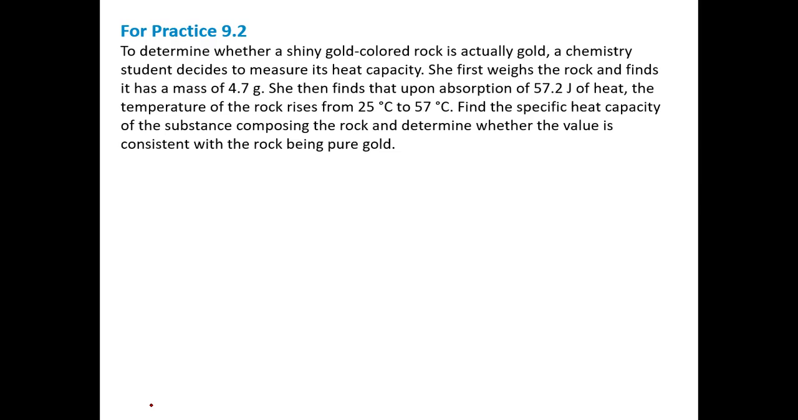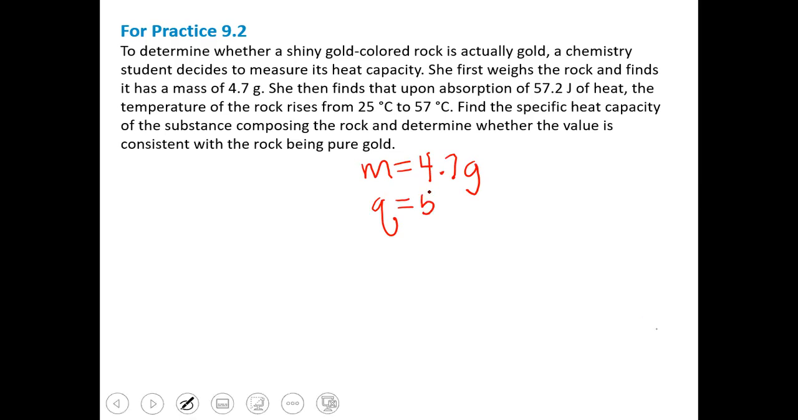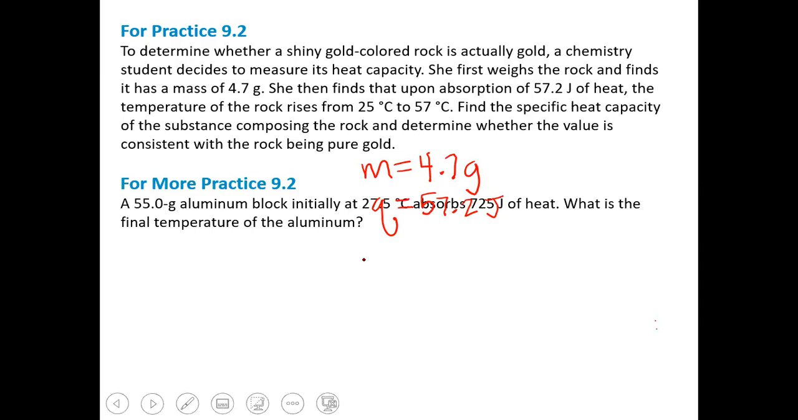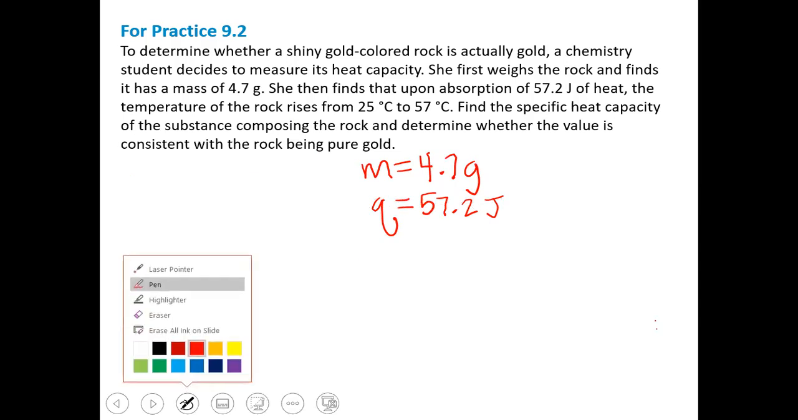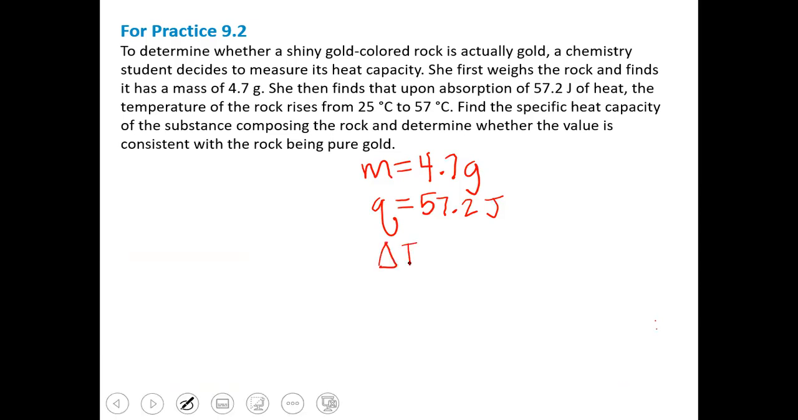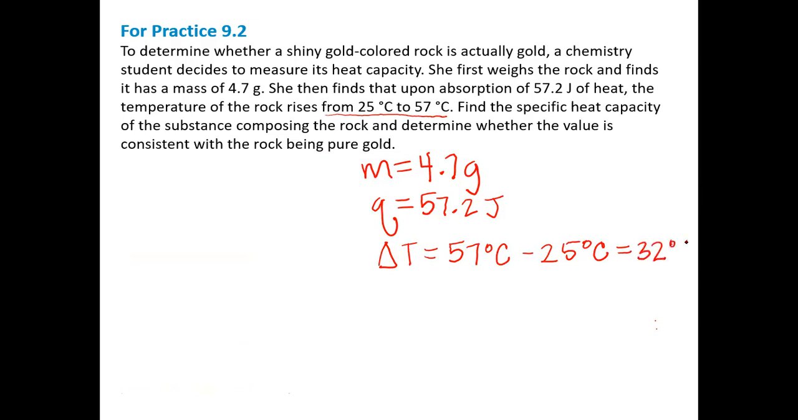All right, so let's pull out some stuff here. We know the mass. We actually know our heat. It's positive because it was absorbed. That's how I know it was positive: 57.2 joules. We also know some temperatures. So let's go ahead and find delta T. Delta T would be final minus initial. It rises from 25 to 57, so 57 is final, 25 is initial. 57 minus 25, 32 is my delta T.